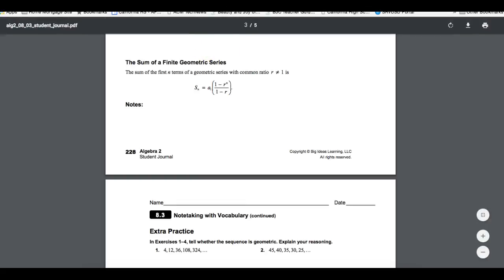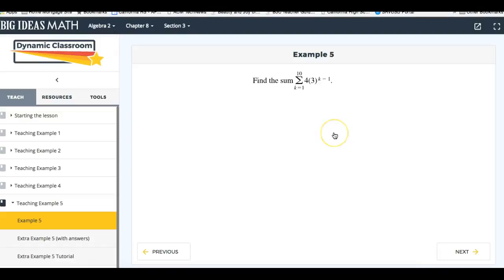So let's go look at our example right here. We want to find the sum of the first 10 numbers in the series that is 4 times 3 to the k minus 1. So let's look at our steps. We first need to find the first term and the common ratio.